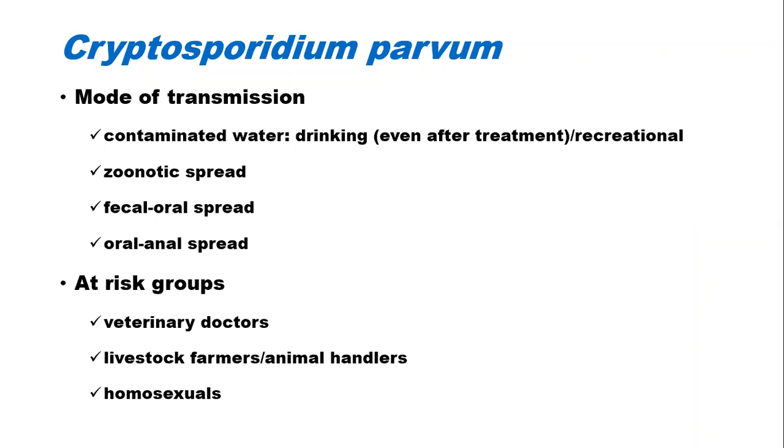You can also have a zoonotic spread. So if you're a vet doctor, if you're a livestock farmer, and you're handling animal products, you're treating sick animals, this agent could be transmitted. You can also have fecal oral spread with homosexuals, people who practice oral anal sex.